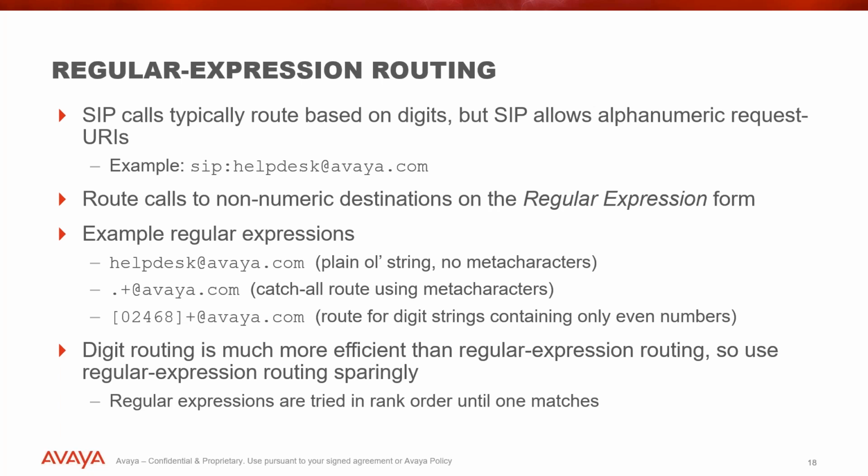One last caveat regarding regular expression routing. Digit routing is much, much more efficient than regular expression routing. So use regular expression routing sparingly. The example I gave you a second ago about having alphanumeric request URIs for all your users, so that, for example, people would call me using SIP:DennisSanger@avaya.com. If you have a large number of users, like most enterprises would, that's going to be a very inefficient way to route your calls.